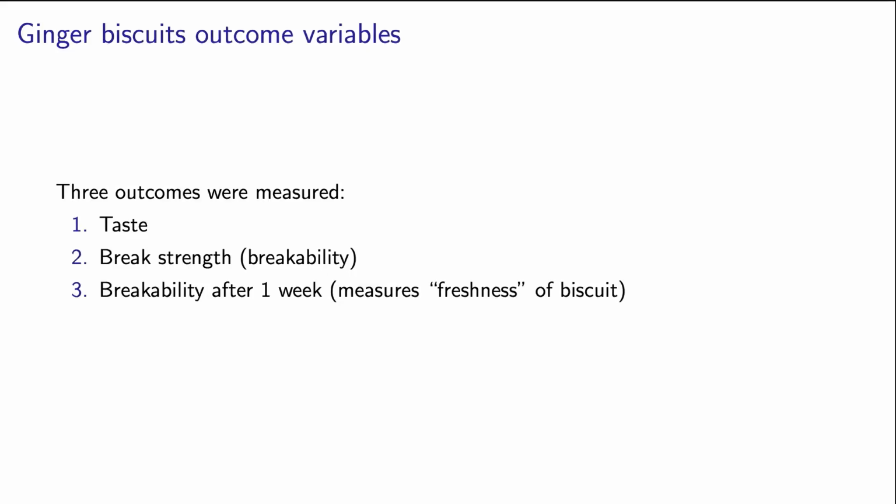Today's class is going to consider interaction using a baking experiment. We're going to look at ginger biscuits. Now, ginger biscuits are quite possibly my favorite type of biscuit. And the results we're going to consider are from a student that I had in my class a few years ago, where she considered 3 outcome variables. The first variable was taste. The second outcome was break strength or breakability of the biscuit. And the third outcome was the breakability of the biscuit after 1 week.